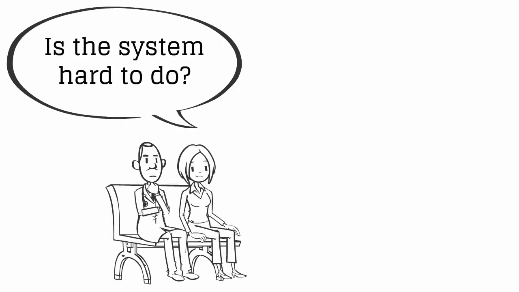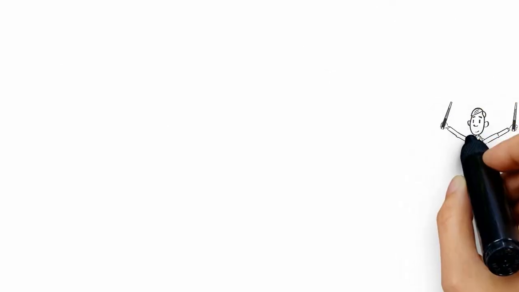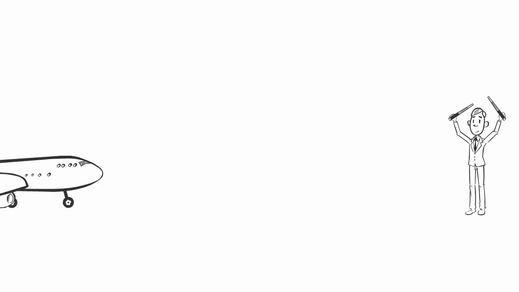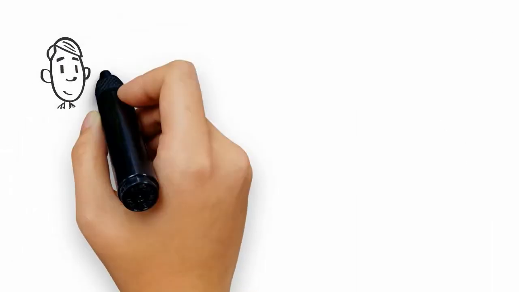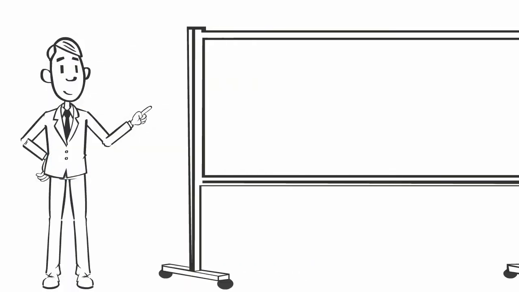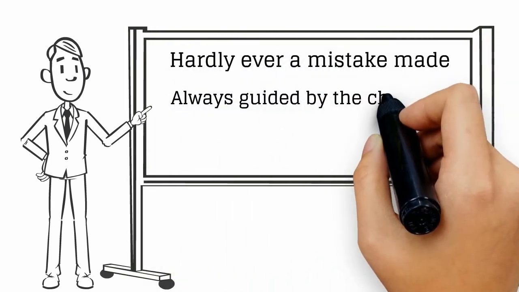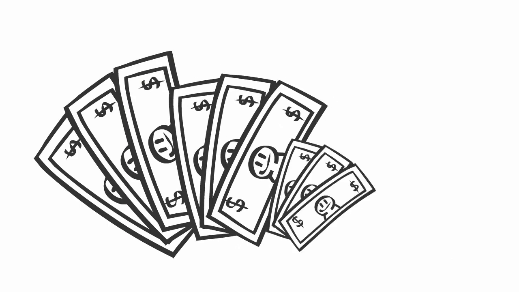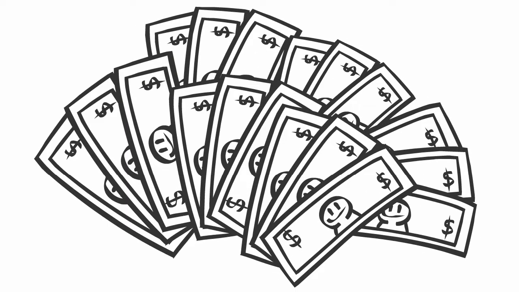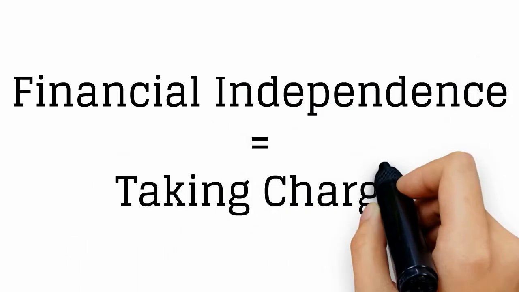Is the system hard to do? No, like I said, it takes only about 10 minutes a day. I developed my system to use a checklist as a guide, just like pilots do. That's why sometimes my students call the system the checklist wealth system. The checklist allows a student to use my system in just the way where there's hardly ever a mistake made, and they're always guided by the checklist. Using a checklist is what makes the difference. Using my system, it is not uncommon for a student to develop the skills to be able to double their wealth each year.